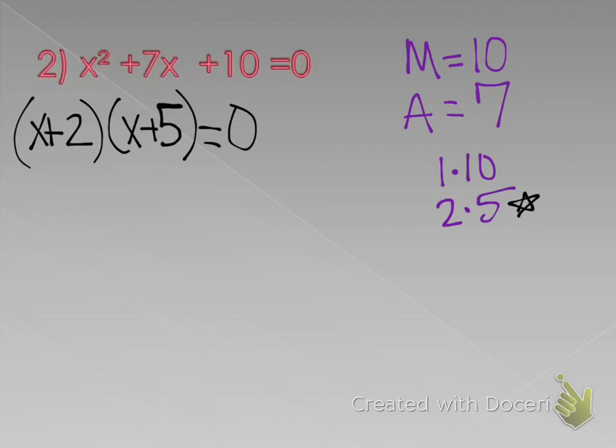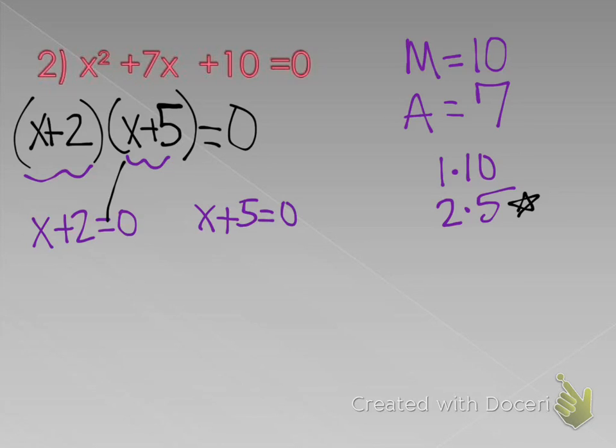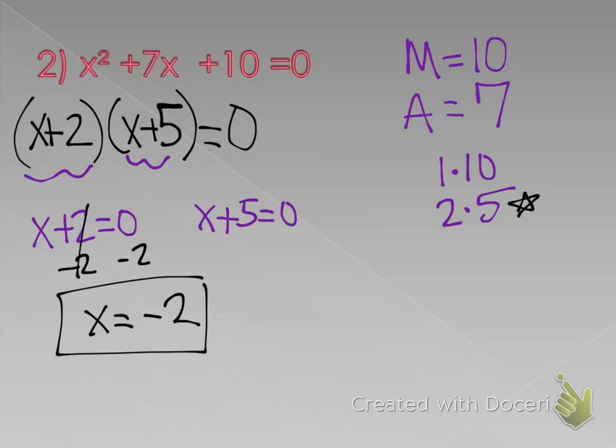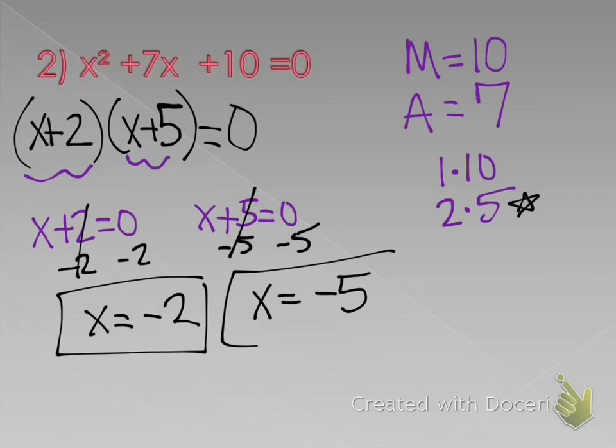All right, let's set each one equal to 0. So I have x plus 2 equals 0. And x plus 5 equals 0. Now what? Minus 2 minus 2. That gives me x equals negative 2. Great. Other one? Minus 5 minus 5. So that gives me x equals negative 5. Wonderful. What are your questions?